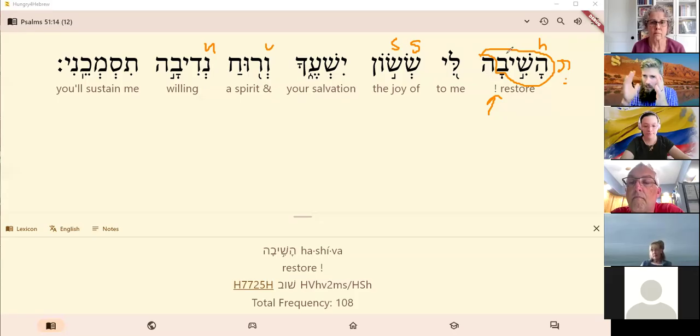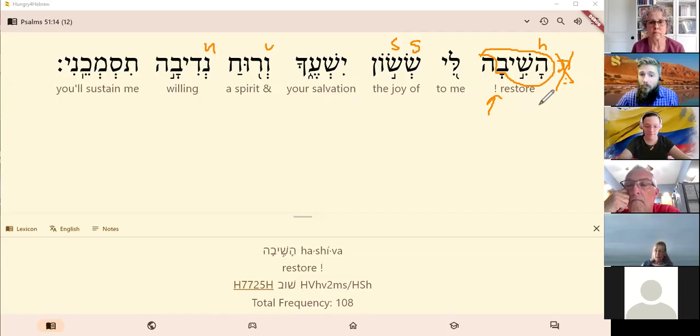tehashiv, but then the ta-ha collapses together. Anyway, the point is, in order to make an imperative, you lop off the initial tav, and what you're left with is the imperative form, the command form. Do this. So tashiv means you will cause to return, shuv, and then take off the tav, it becomes hashiv. That is the command form.